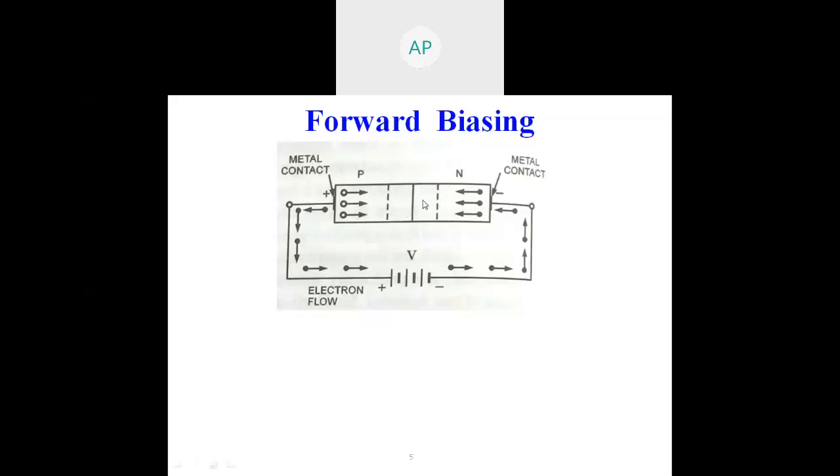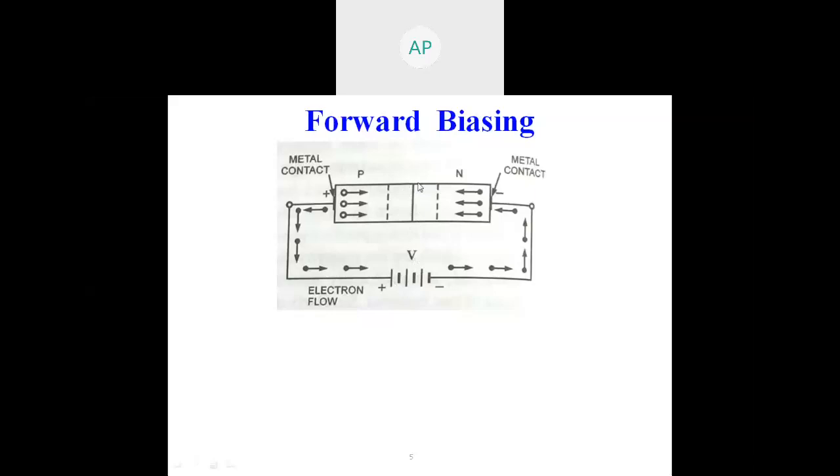So the current will start flowing when the potential applied from the external source voltage V is greater than the potential available at this point. Now what is the voltage available at this point? It may be 0.3 or 0.7 for germanium and silicon material respectively. If this applied voltage is greater than this voltage, this barrier will break.